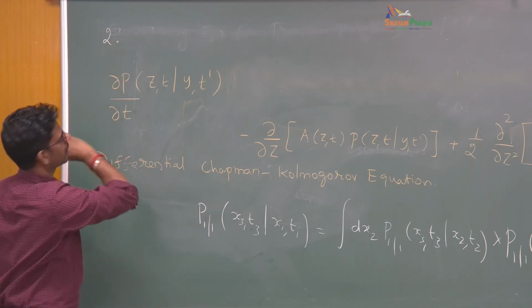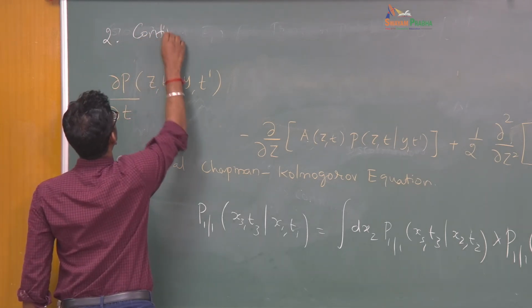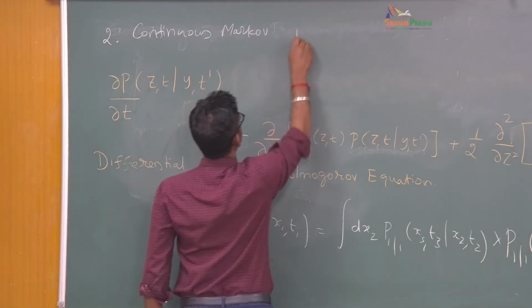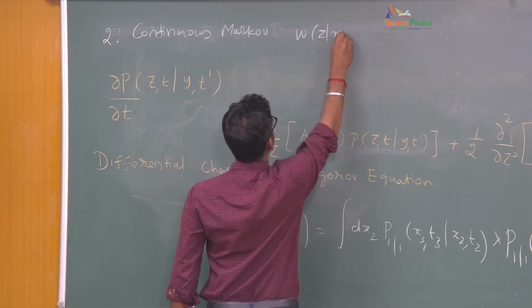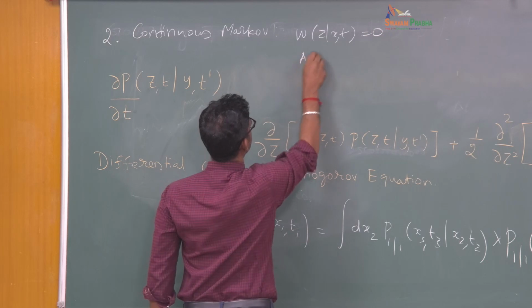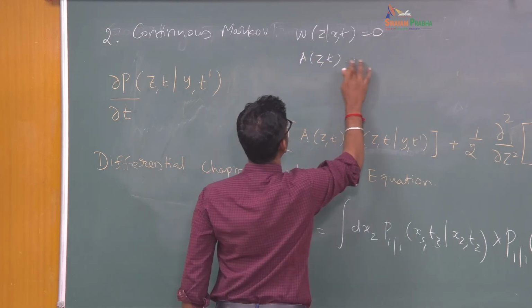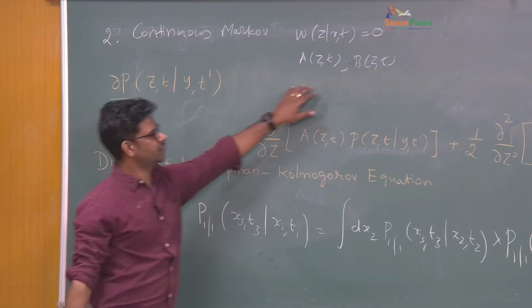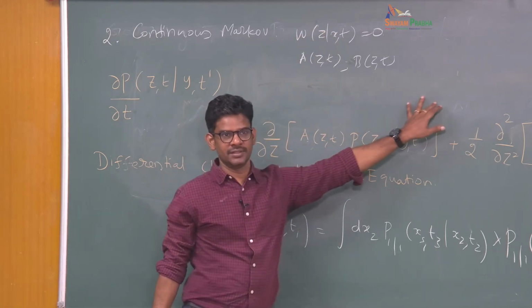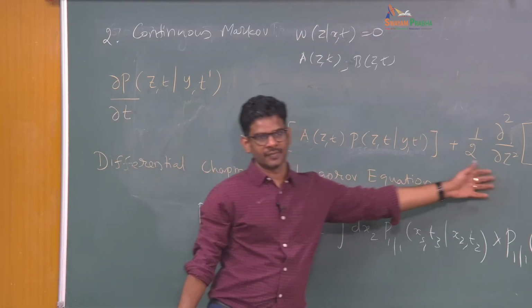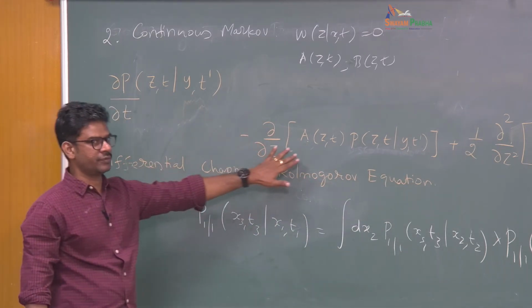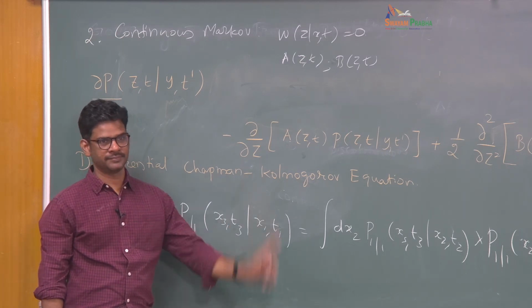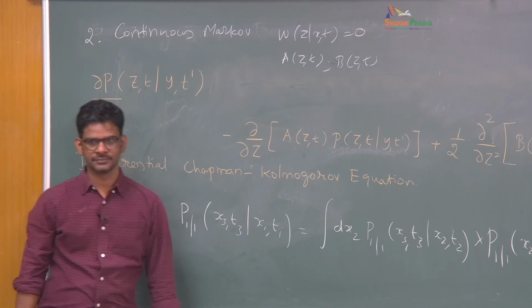Case 2 is a continuous Markov process where W is 0 and A and B are non-zero. When you have characteristic functions A and B non-zero but only W is 0, the first term would have gone and then you are left with only this and this. Okay, have you seen this kind of equation before? In this form, you must have, you should have.